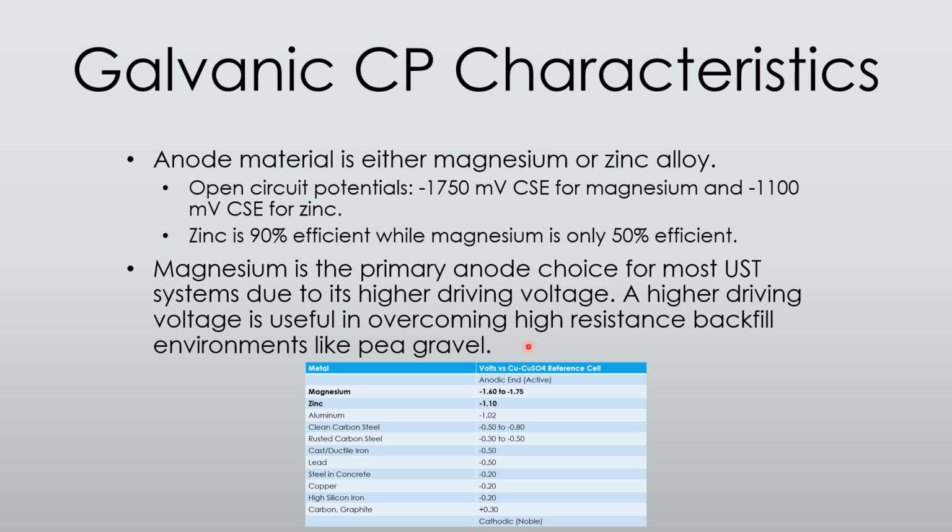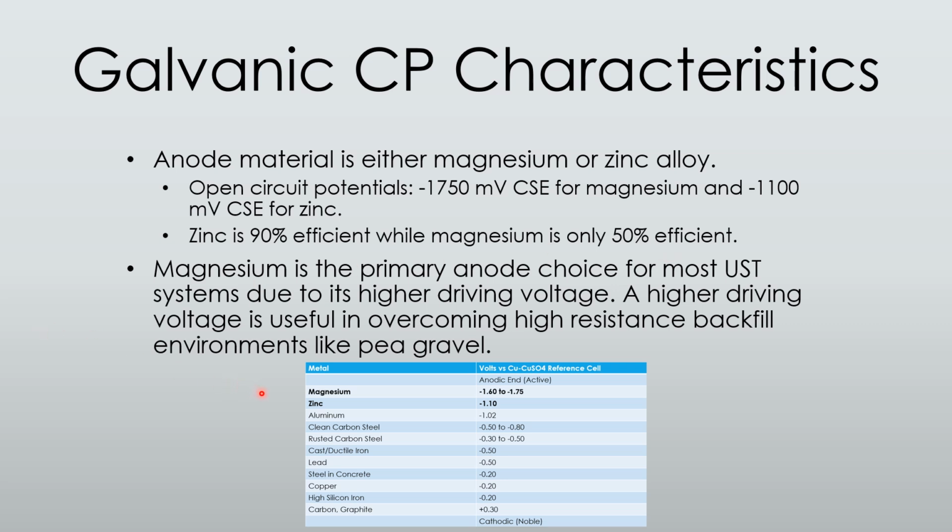Anode material is either magnesium or zinc alloy. Open circuit potentials are negative 1750 millivolts for magnesium and negative 1100 millivolts CSE for zinc. For magnesium, this is for a high potential output. There are other alloys that may be less. Zinc is 90% efficient while magnesium is only 50% efficient. So when you're in the design process, only 50% of the anode weight will actually contribute towards CP polarization.